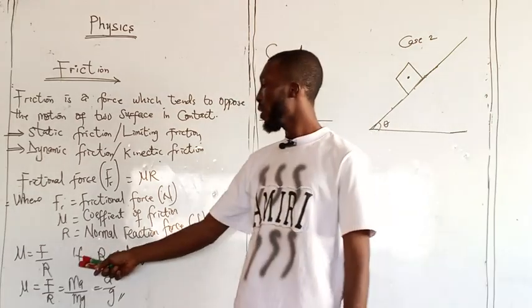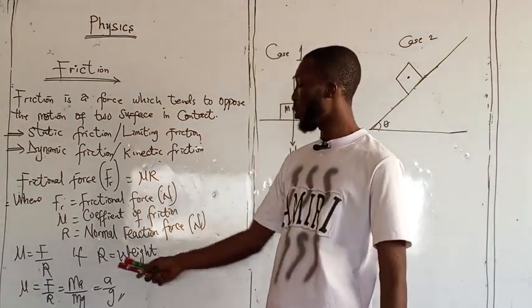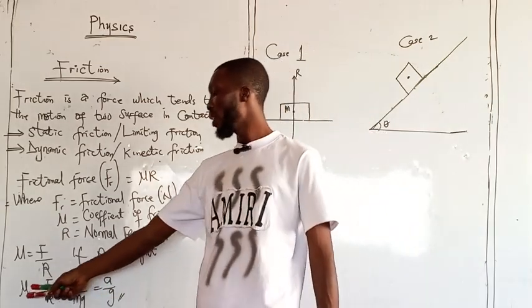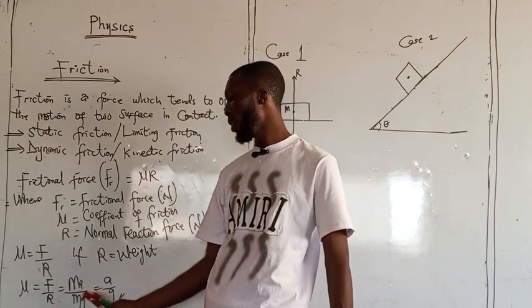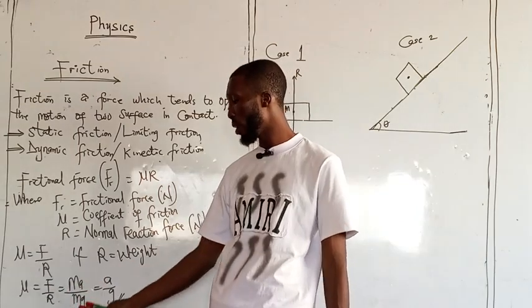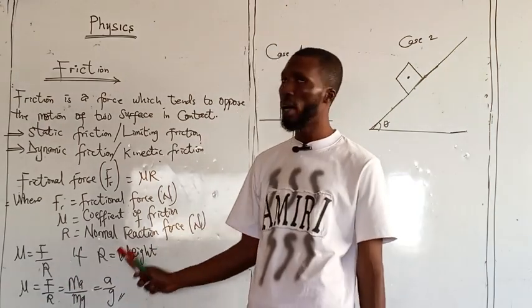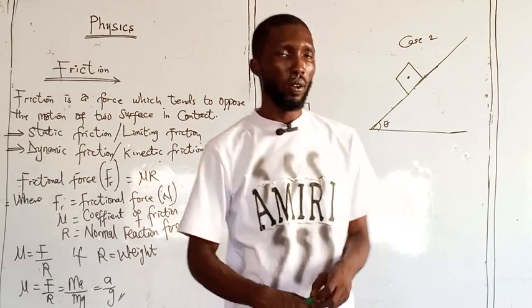So if the normal reactional force is equal to weight, and we all know that weight is equal to mg, then we can write this formula to become force, being mass times acceleration, divided by weight, mg. We're going to have the coefficient of friction to be acceleration divided by acceleration due to gravity.